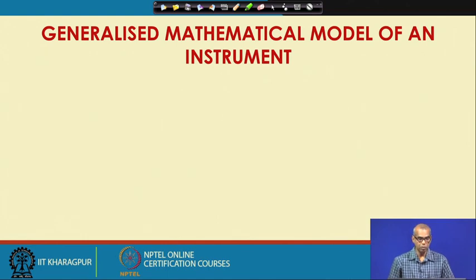Now, we will talk about the generalized mathematical model of an instrument. The question we ask here is: is it possible to express the working of an instrument? In other words, is it possible to relate the input and output of an instrument by a set of mathematical equations? Usually, a differential equation is used, so that you can get the output for a given input with respect to time.